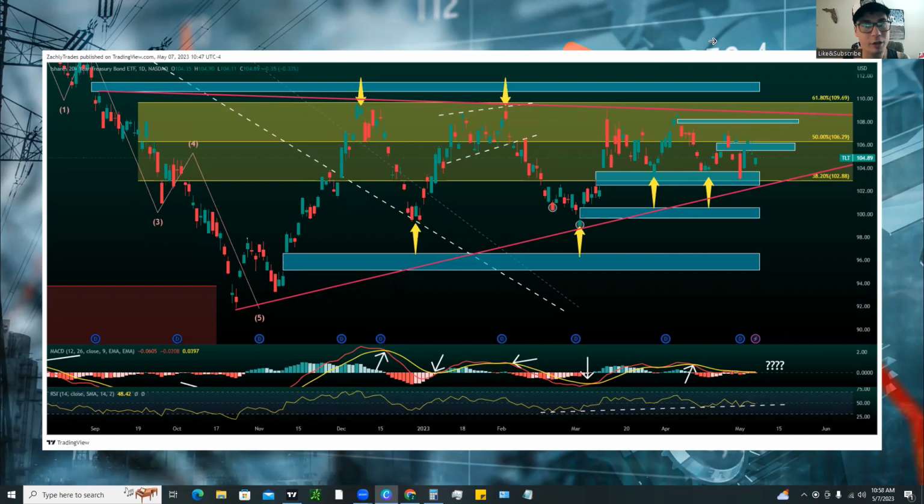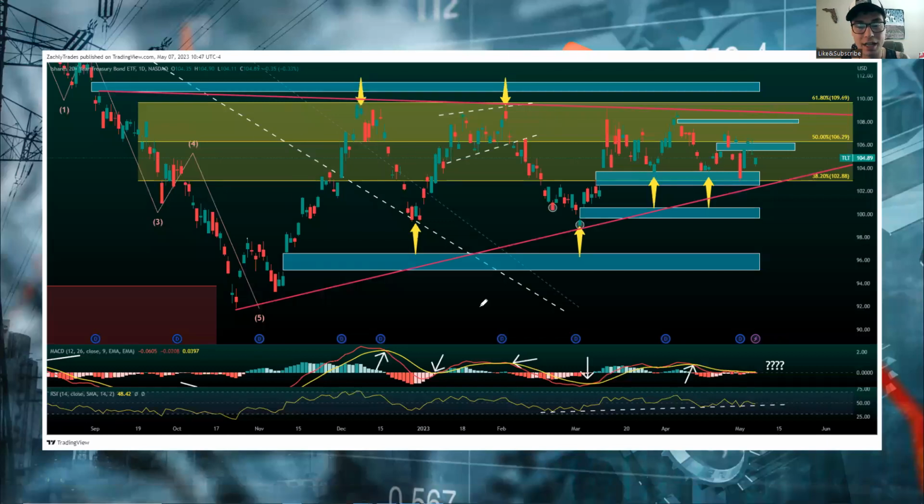We are going to do another TLT update. I'm going to break down TLT. There's been lots of really good buying and selling opportunities on the chart. This is our daily time frame chart.